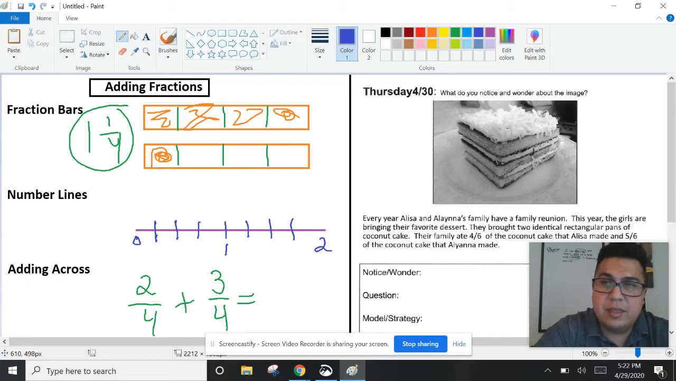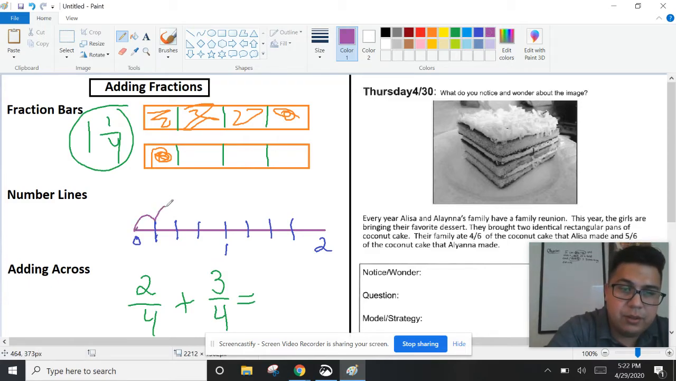Okay, so let's go ahead and add this. Let's start off with our 2/4. So we're going to go 1/4, 2/4. Okay, so now we got to add our 3/4. So let's go 3/4. 1/4, 2/4, 3/4, and we land right here. So we have 1 and 1/4. So again, we come up with the same answer, 1 and 1/4.